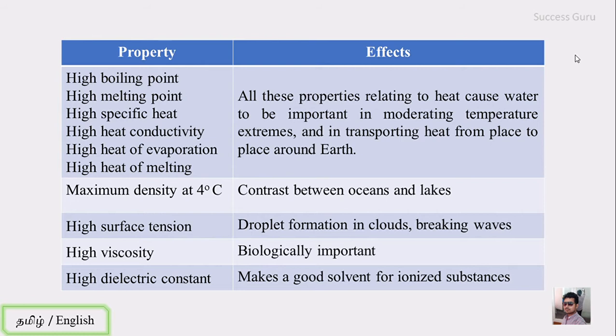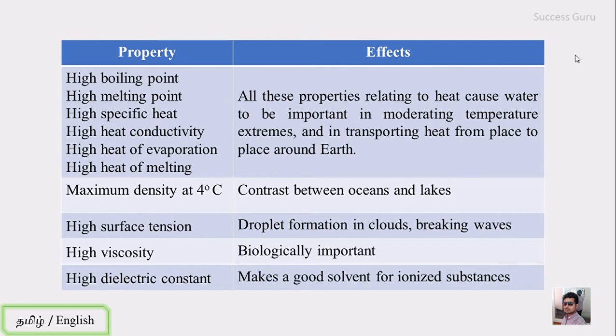As the water is there, the moderation between the extremes is controlled, and that leads the earth to be green, right? And the next property is that its maximum density is around 4 degrees Celsius, and this contrast between the ocean and lake you will see in the forthcoming slides.